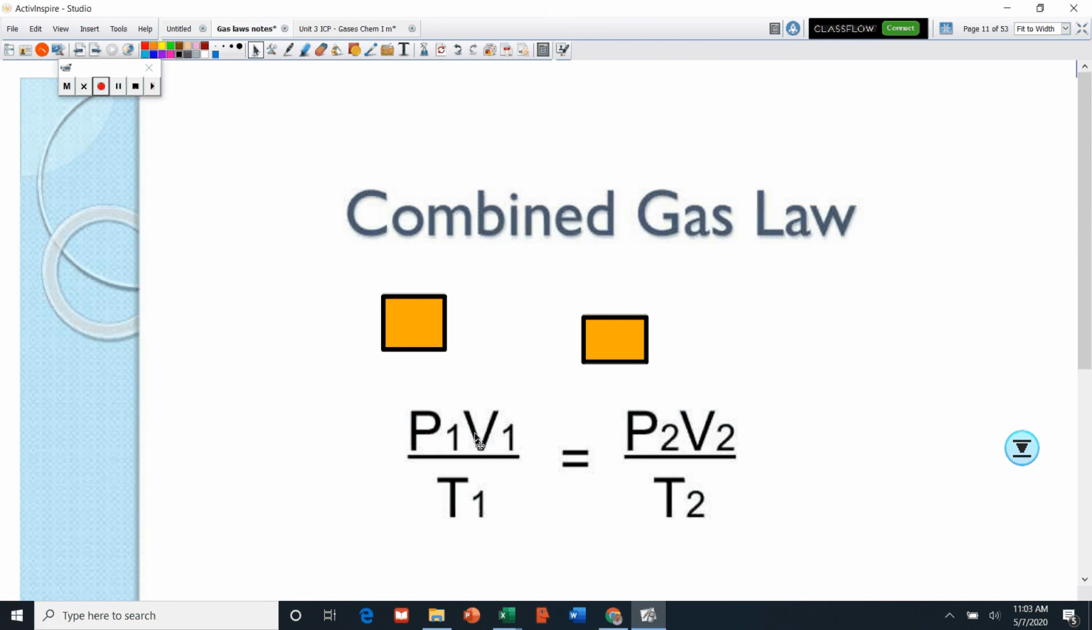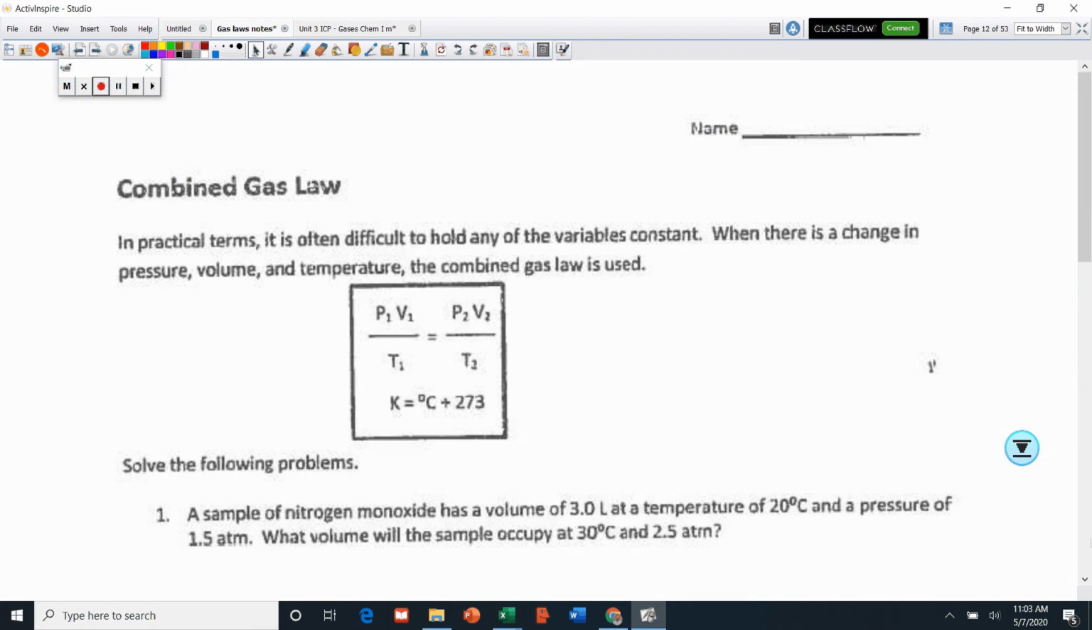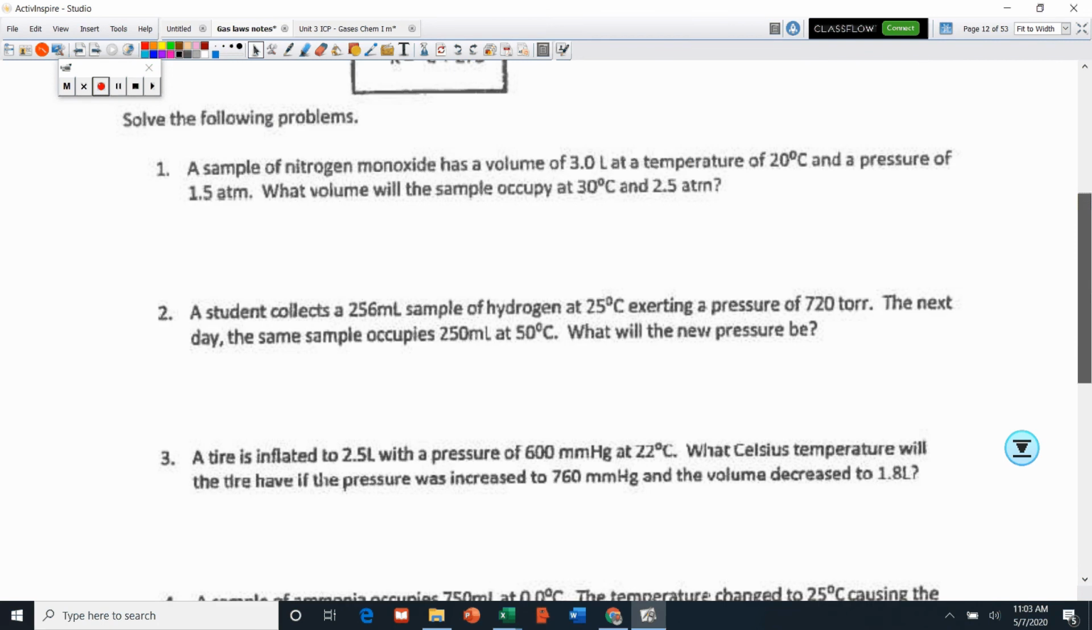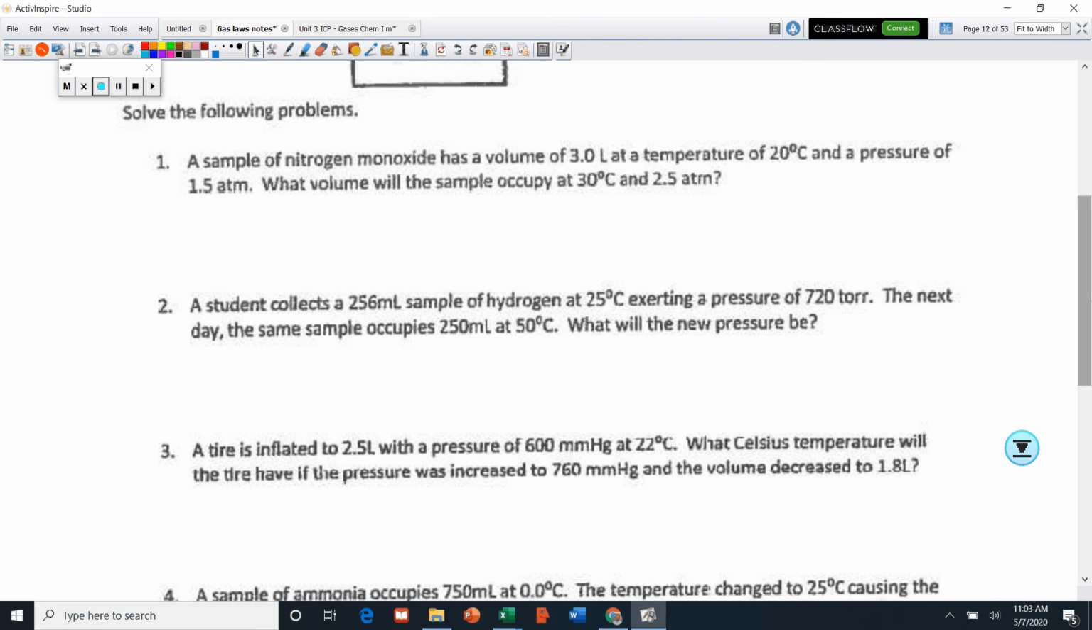Now, if you think about it, if your volume remained constant, you could still use combined gas law and notice that the volume is going to cancel itself out. Or if temperature is constant, temperature would cancel itself out. So you can always use the combined gas law in any instance that you would need to use Charles, Boyle, or Gay-Lussac. All right, so we'll do one problem with combined gas law, and I believe that's where we're going to stop today. We'll pick up with Avogadro tomorrow.